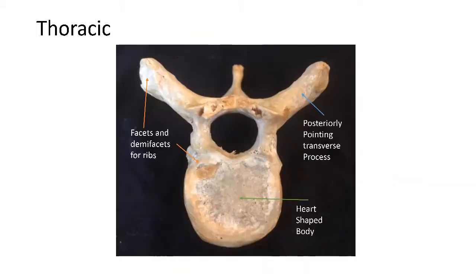Thoracic. How do you know thoracic? We have a heart-shaped body. It's not a perfect heart, but it kind of comes up on each side and it comes down here. I've made my drawing just a little bit more heart-shaped than actual, but it does have a more heart-shaped body. The transverse processes aim posteriorly, and we have facets for the ribs. Don't just say facet, say facet for the ribs. We have the demifacets on the body, and we have the facets on the transverse process.